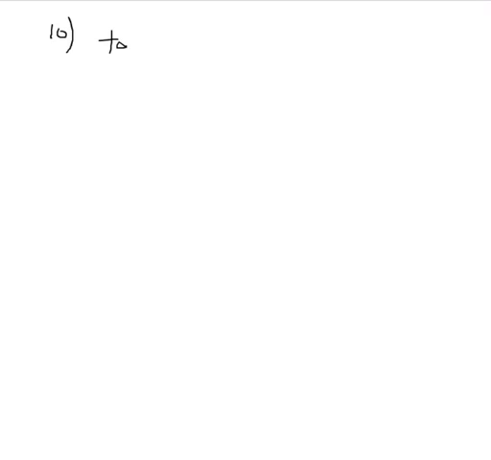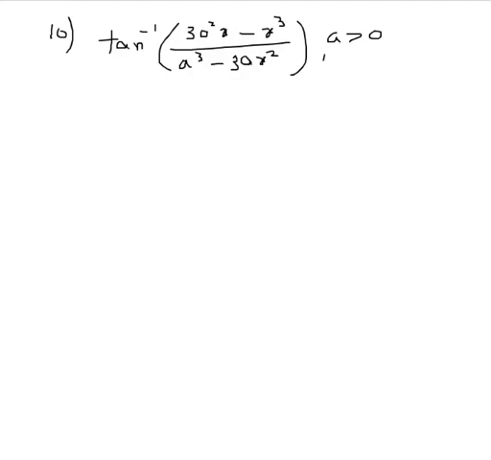Question 10. Tan inverse of (3a square x minus x cube) divided by (a cube minus 3ax square). And the condition given is a greater than 0 and minus a by root 3 less than x less than a by root 3, strictly less than sign. Now if you look at this expression, it looks like tan 3 theta formula. Therefore we are going to substitute x is equal to a tan theta.